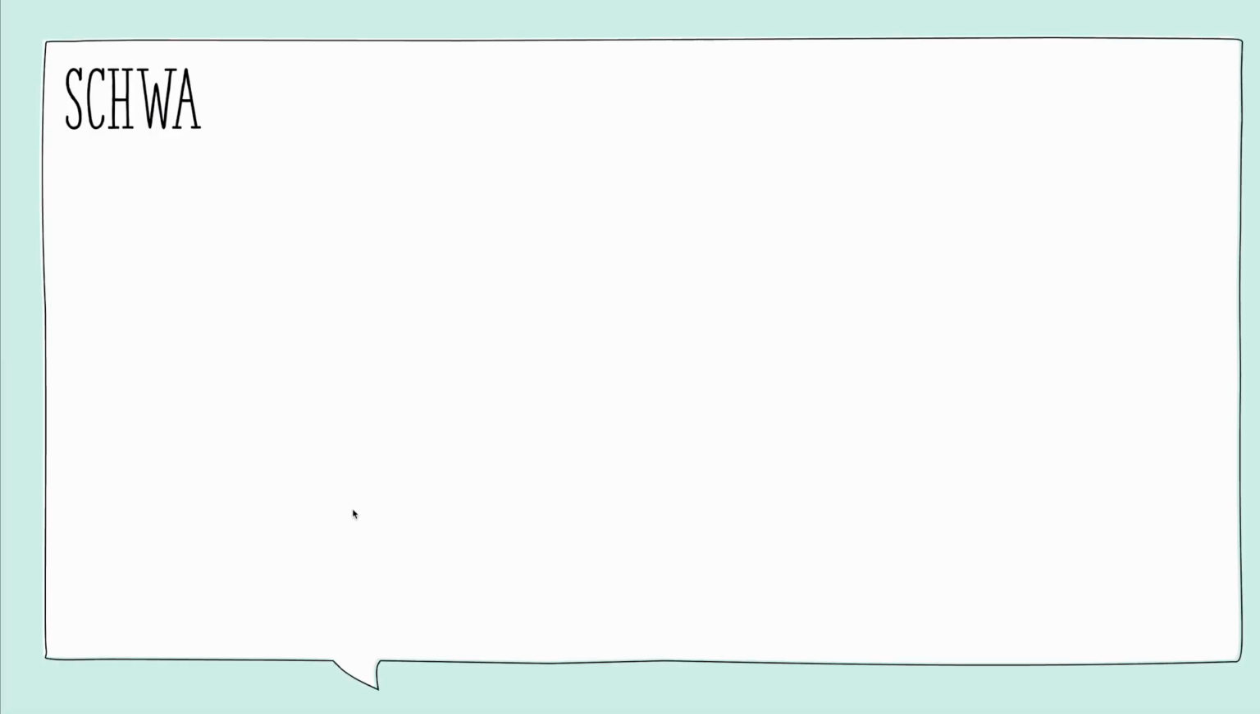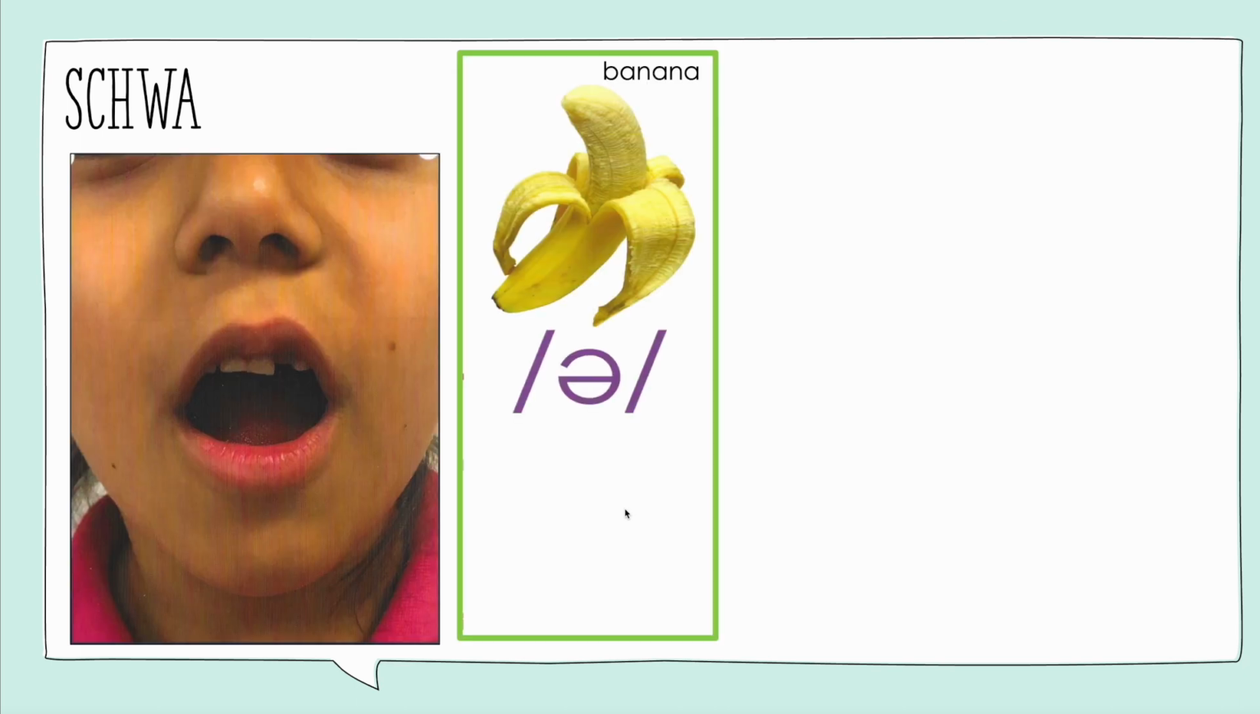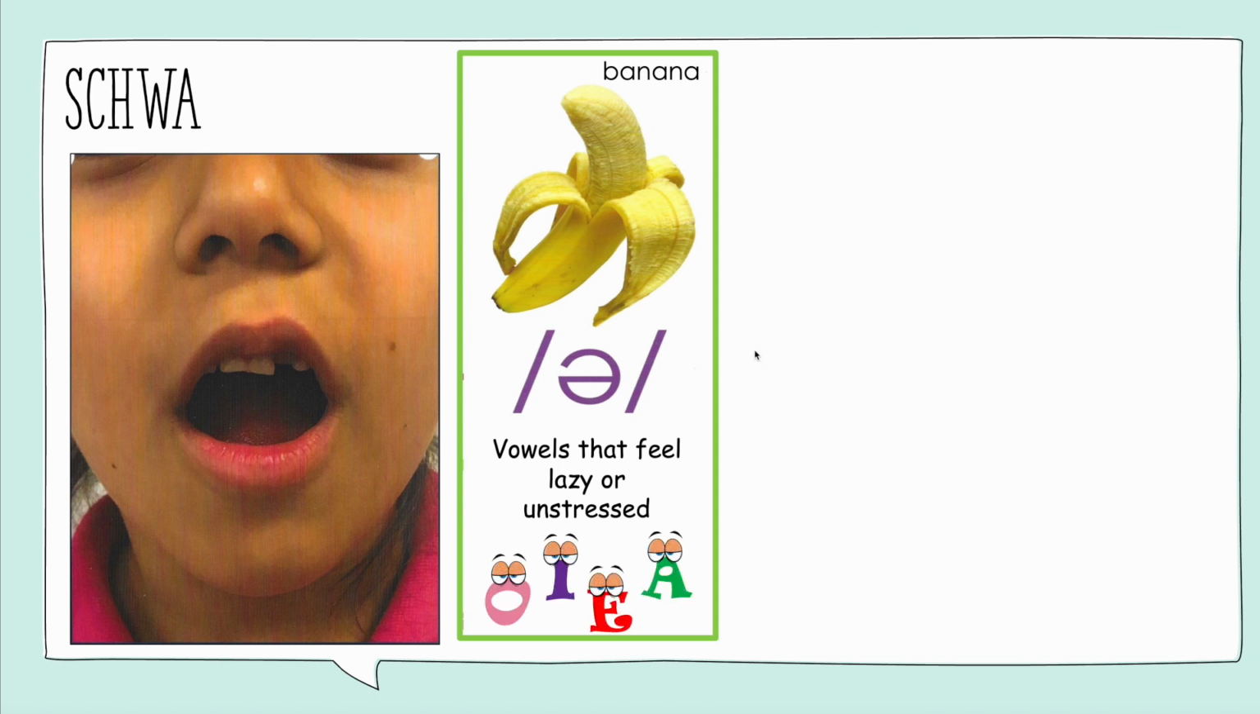So let's head off to schwa. Schwa is one of our favorite little friends. That slight sound, the jaw drops down a little less, like in banana. It is unstressed, so I like to tell the students that the vowels feel lazy or they're unstressed. They're just chilling out, kind of sleepy. Now you can use an A, an E, an I, or an O for schwa, but it's going to show up in those unaccented or unstressed syllables.